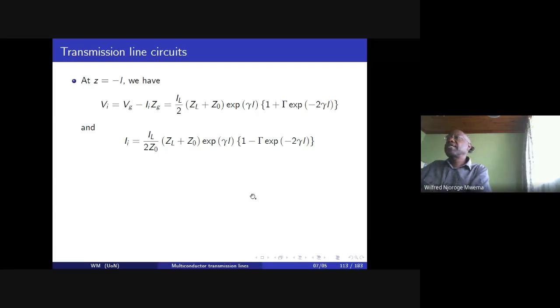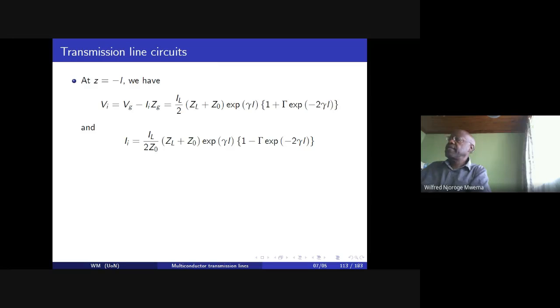So, if we look at z equal to minus L, that is at the source, or the sending end of the line, then we can write that the input voltage Vi is going to be given by the open circuit voltage of the generator less the voltage drop across the source impedance Zg. That is Vg minus Ii multiplied by Zg. And this must be equal to the line current at that position, which we saw already was going to be given by IL over 2, Zn plus Z0, multiplied by the exponent of gamma n, into 1 plus gamma, exponent of minus twice gamma n.